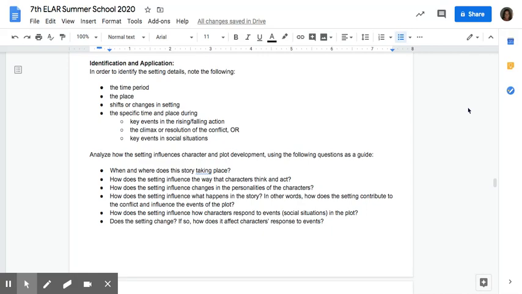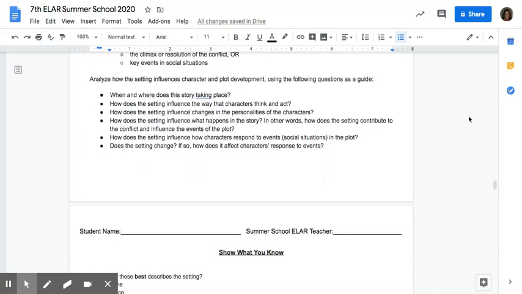How does the setting influence what happens in the story? In other words, how does the setting contribute to conflict and influence the events of the story? How does the setting influence how characters respond to events or social situations? And then does the setting change? If so, how does it affect the events, affect the characters' responses to events? Just like when you're watching that movie and the setting changes, the setting in your text can change and play an important role as well.